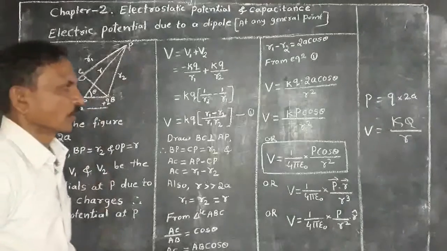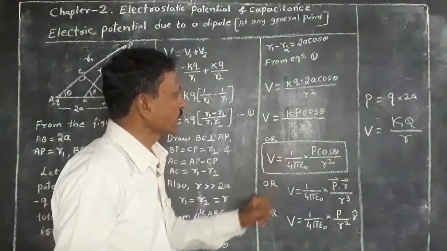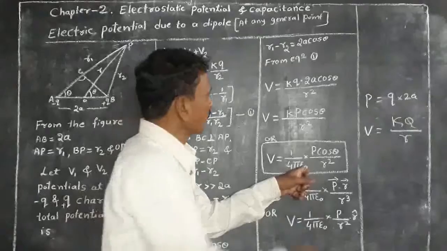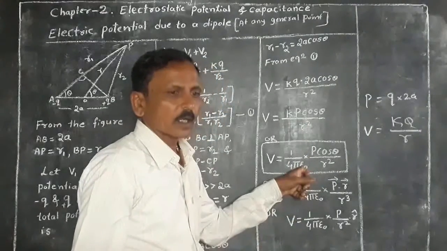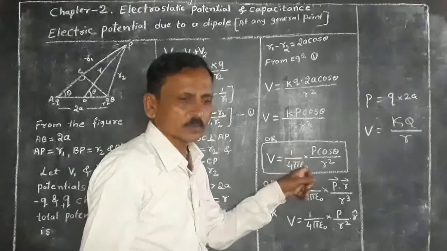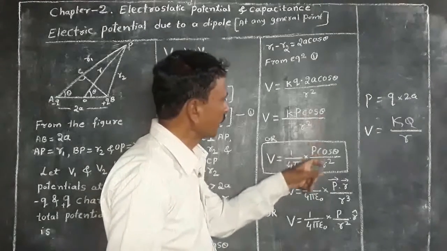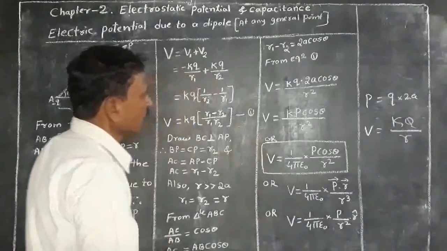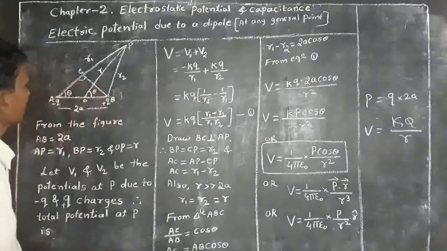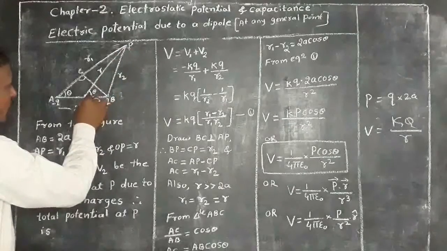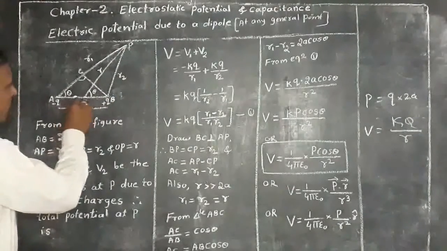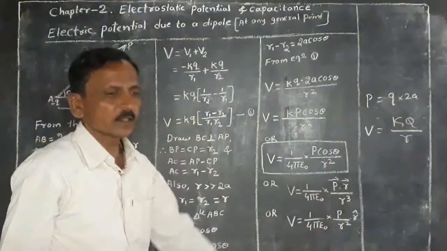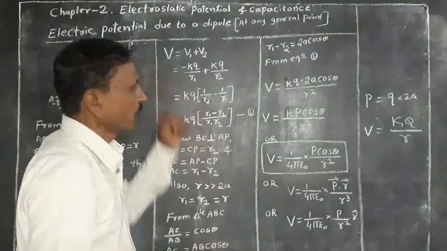due to a dipole. Or it can also be written as phi equal to 1 upon 4 pi epsilon naught. Here K is Coulomb's constant and its value is 1 upon 4 pi epsilon naught, into P cos theta upon R square. Clear? Again, here theta is the angle between the line joining the point P from the center of the dipole and the dipole moment P. Therefore, here theta gives the direction of potential at P.